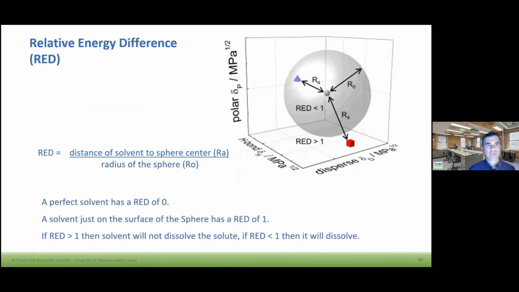The next concept is relative energy difference. Basically, in a nutshell, for the sphere of solubility for a solute, the closer a solvent is to the center of that sphere, the better it will be at dissolving that solute. It can do it more rapidly and with less agitation, time, or temperature. The further you get from the center of that sphere, the slower it takes. And once you get outside that sphere, like that red cube, it's not going to dissolve it at all.